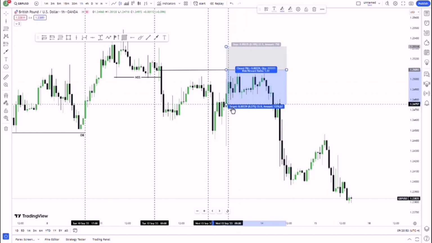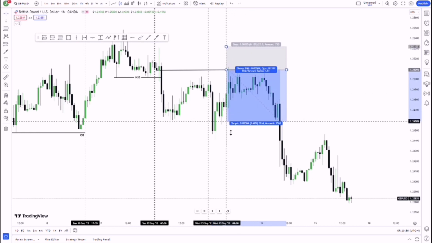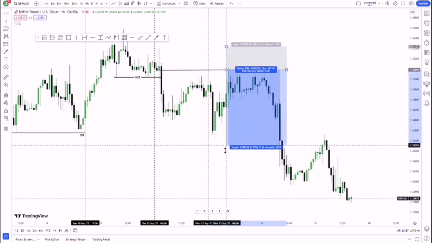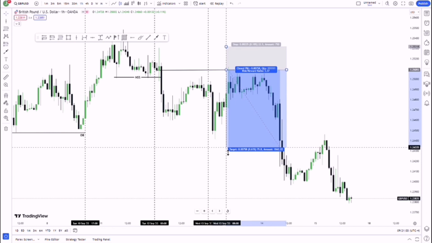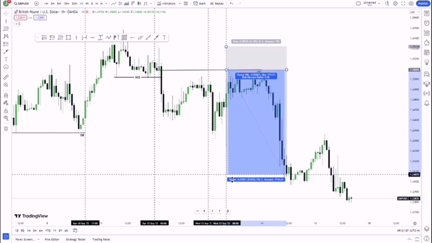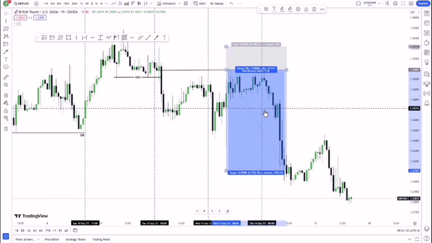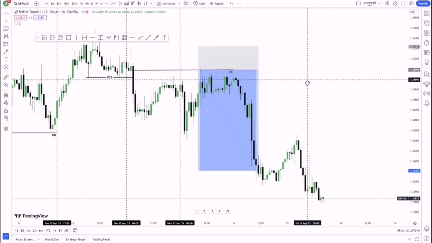Now our targets are either 50 pips to 75 pips. On a lucky week, then we would hit possibly 100 pips. That is exactly what happened the previous week.